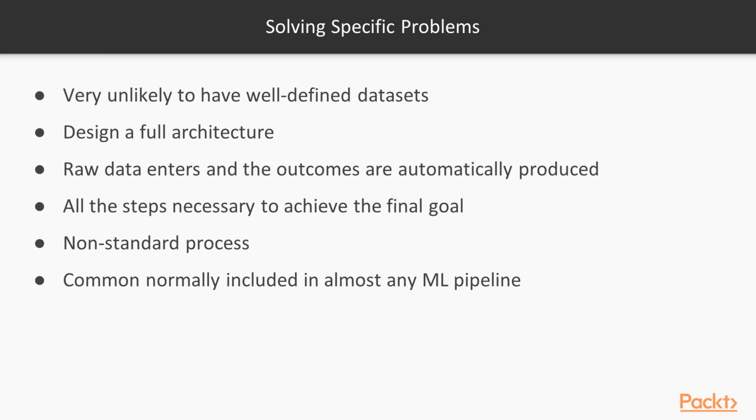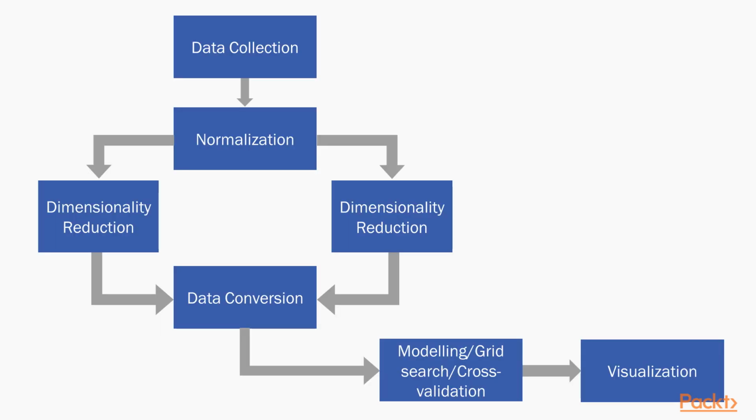All the steps necessary to achieve the final goal must be correctly organized and seamlessly joined together in a processing chain similar to a computational graph. Unfortunately, this is a non-standard process, as every real-life problem has its own peculiarities. However, there are some common steps which are normally included in almost any ML pipeline. This is the schematic representation of this process.